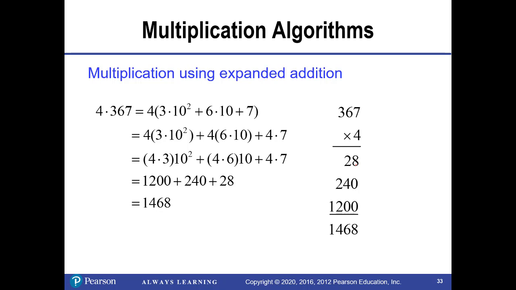On the right, you see another way that is sometimes used. This is not yet the standard algorithm, but it's close to it. So we start by taking 7 times 4, and we see that that is 28. We write that down. And then underneath, we now say 60 times 4 is 240, and we write that down. And then 300 times 4 is 1200, and we write that down. And then add our results.